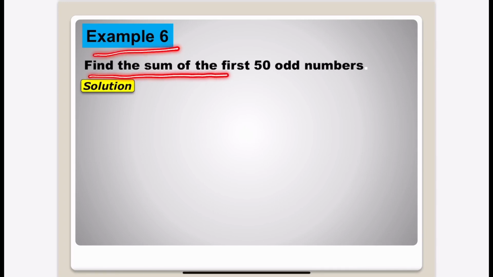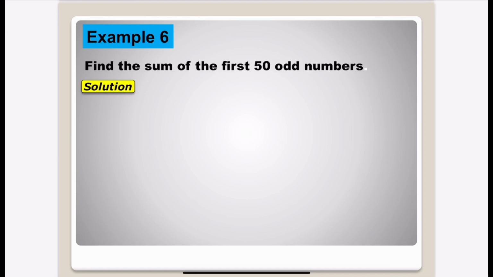Now let's look at example 6. Find the sum of the first 50 odd numbers. First step, you need to list down the odd numbers, and the list is 1, 3, 5, 7, 9, and so on and so forth. And from the sequence, we know that a equals 1. And in order to find d, you can use T2 minus T1, or T3 minus T2, or T4 minus T3, which is d equals 2.